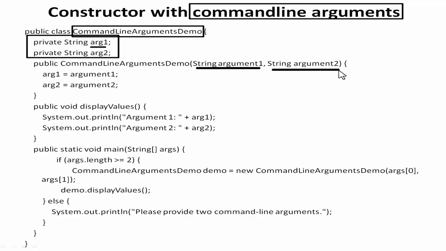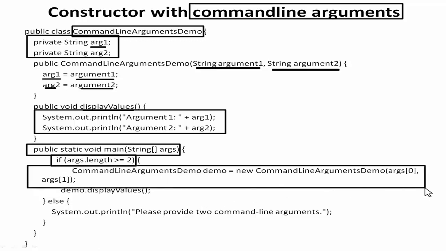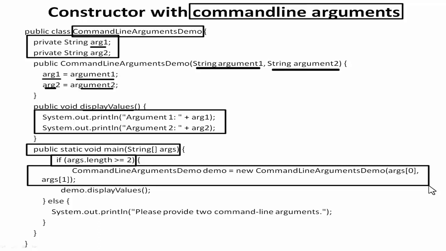In the previous command line argument program we passed any arguments, but here we are accepting only two arguments, argument 1 and argument 2. Now we have a method to display the values. Argument 1 and argument 2 should be displayed on the screen. Now within the main method, it is going to check if args.length is greater than 2, then it has to print the command line arguments. How many command line arguments should be printed? Only 2. Argument of 0 and argument of 1 should be printed.